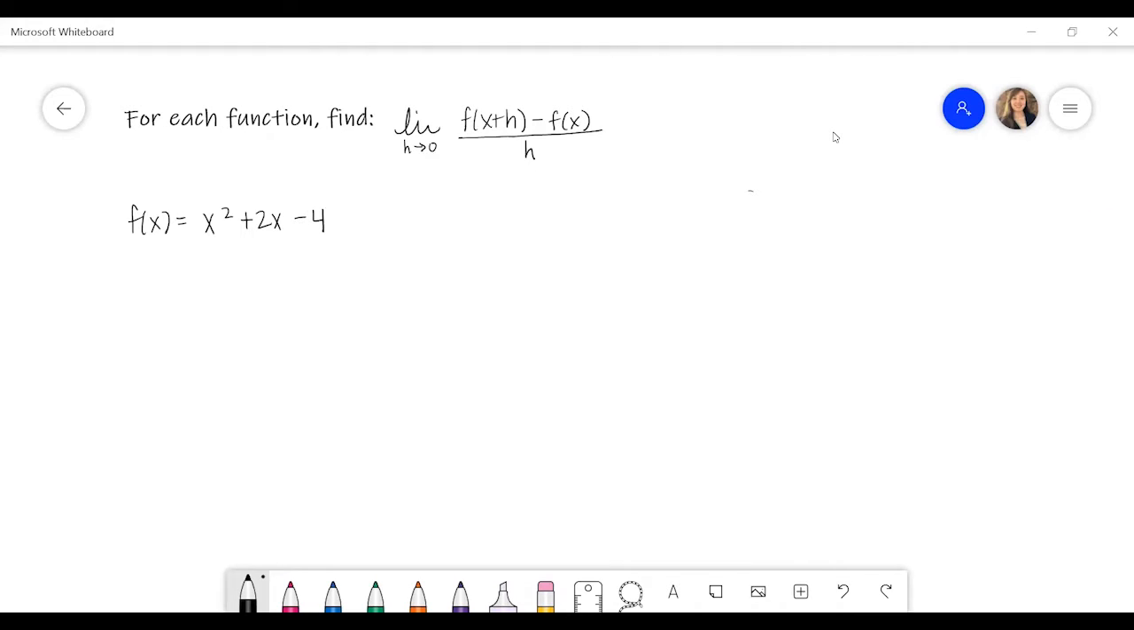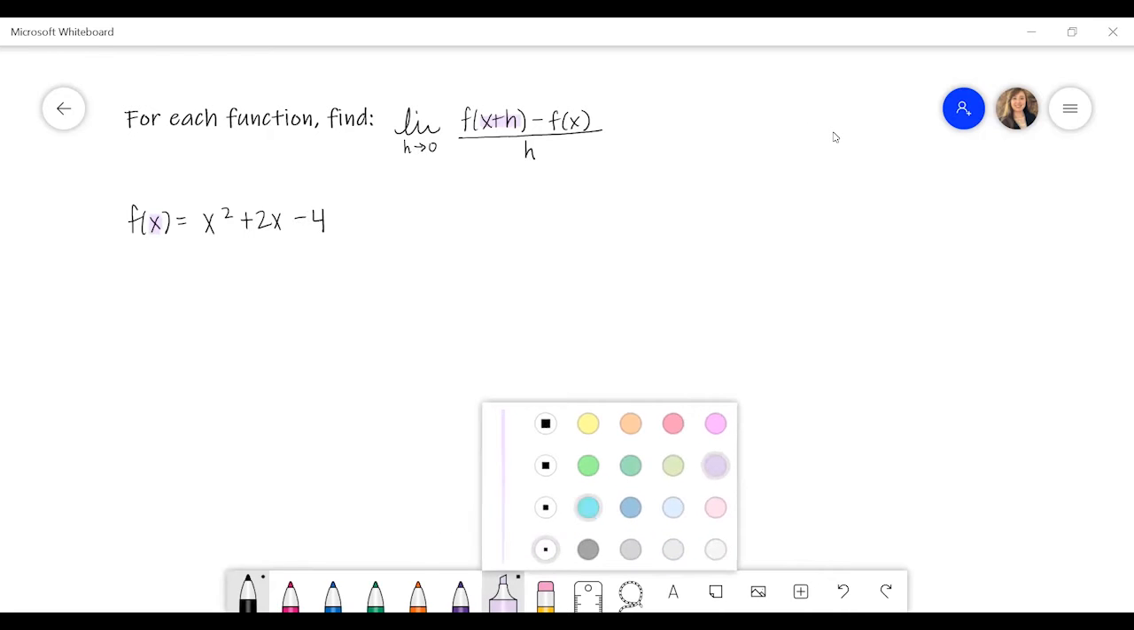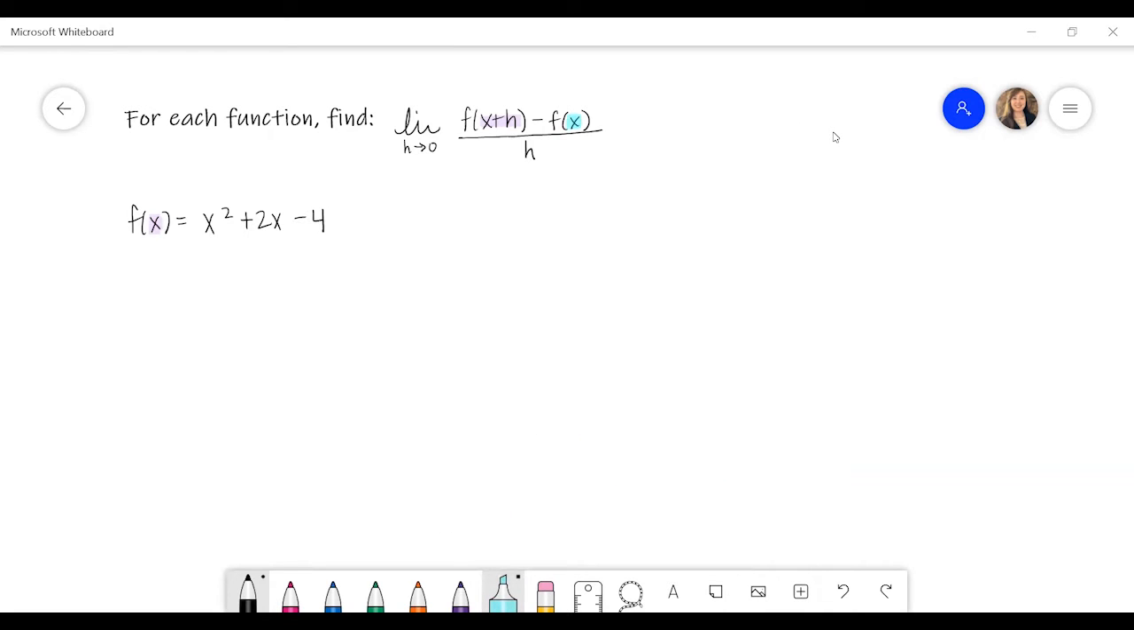Okay, so now we're going to find this very specific limit, and this is what's going to set us up for our very last section and our last set of topics. Okay, so we're going to take our function and we're going to plug x plus h in for x, and then we're also going to repeat this using just the regular f of x. Again, I like to do this all at once.